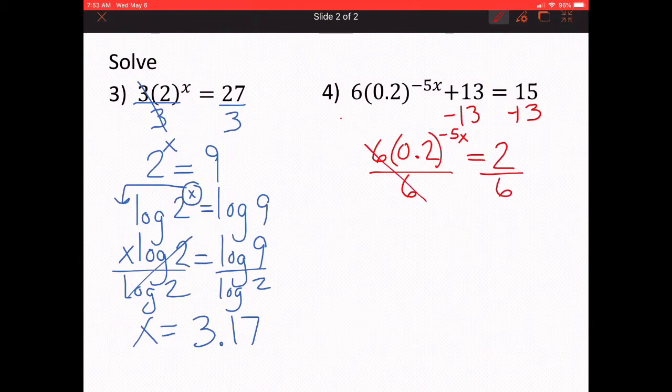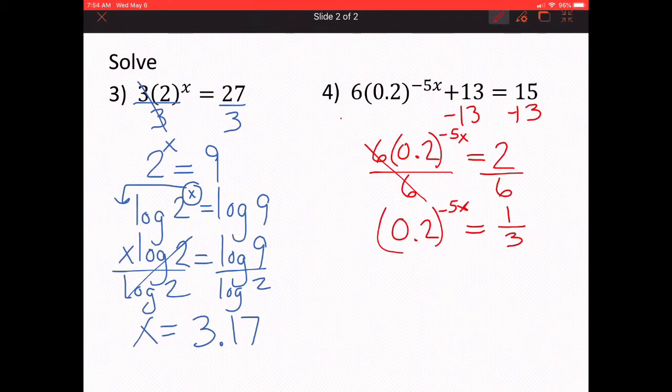All right, so I have 0.2 to the negative 5x power equals, and I know if I do 2 divided by 6 that I'm going to get 0.3 repeating, so I don't want to round that yet. So I'm going to either leave it as 2/6 or I'm going to reduce it to 1/3. Try not to round yet because that's going to mess up your answer. It's going to be off.